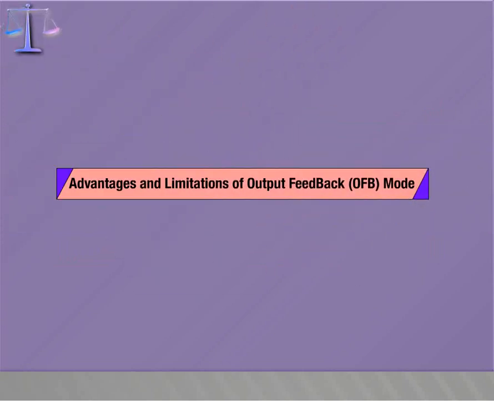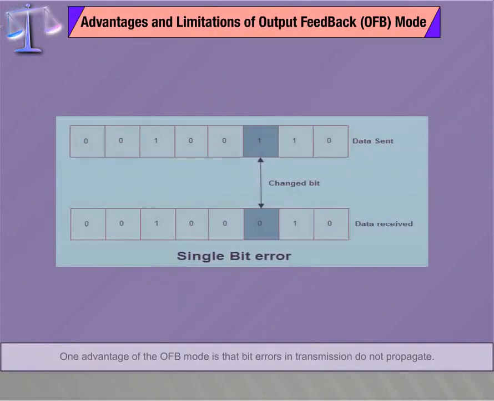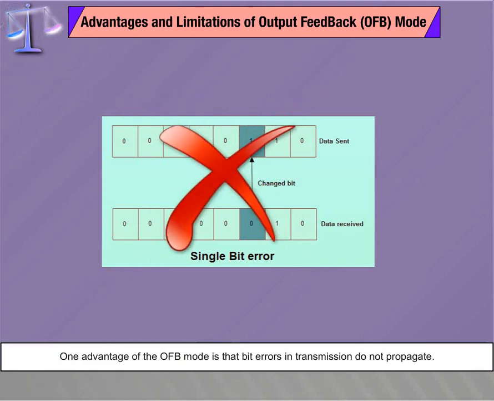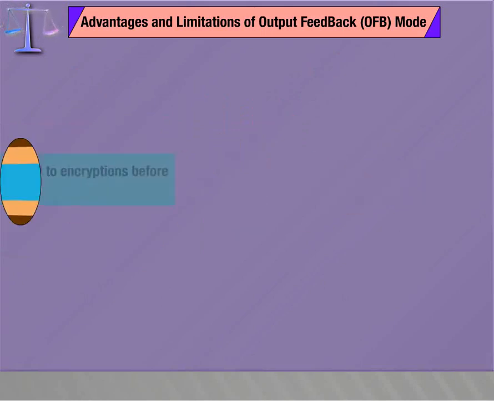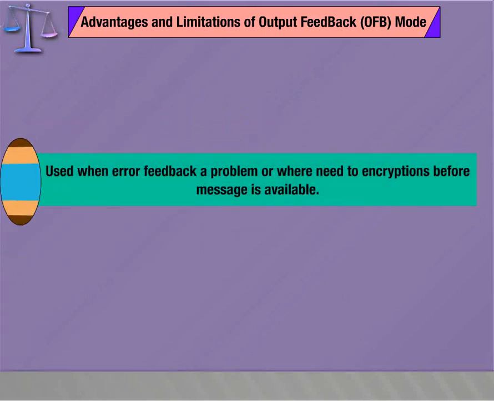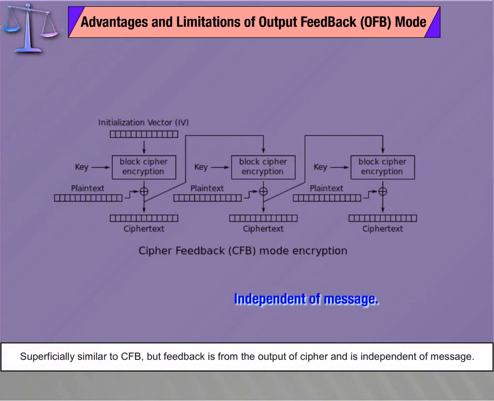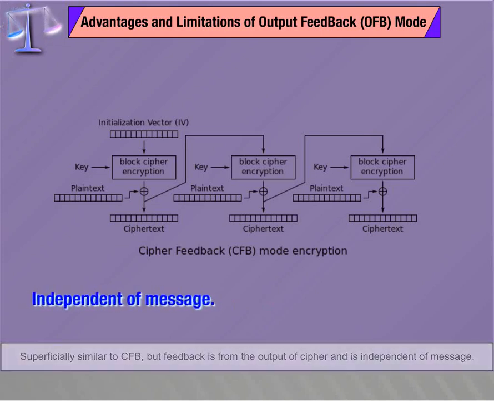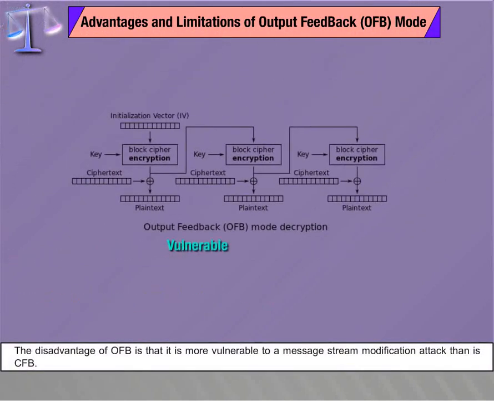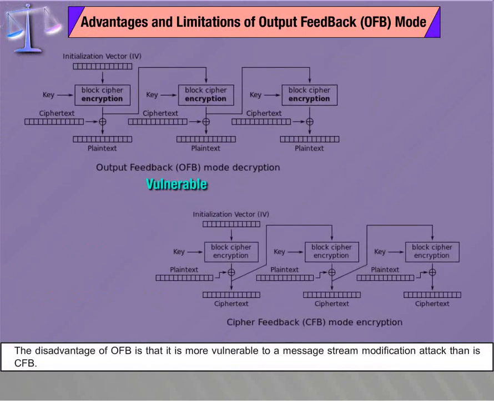Advantages and limitations of output feedback mode, OFB mode. One advantage of the OFB mode is that bit errors in transmission do not propagate. It is used when error feedback is a problem or where you need to do encryptions before the message is available. It is superficially similar to CFB, but feedback is from the output of the cipher and is independent of the message. The disadvantage of OFB is that it is more vulnerable to a message stream modification attack than CFB.